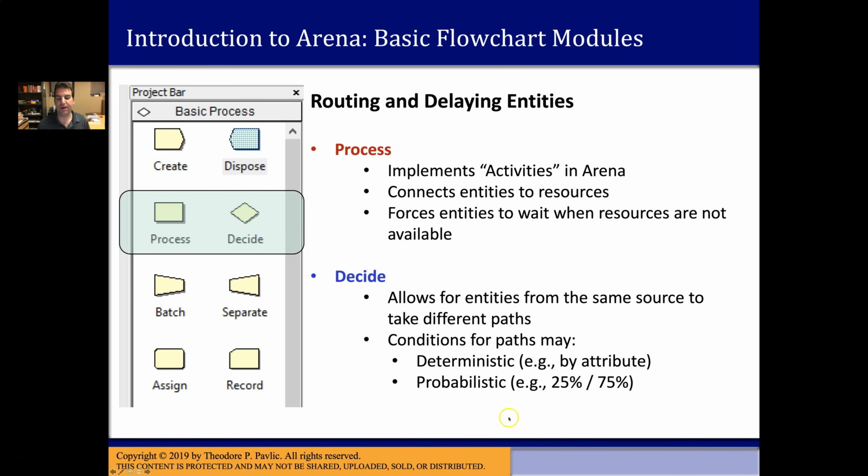You can also make it probabilistic. So you can say half the time entities go out this way, 25% of the time they go out this way, and the other 25% of the time they go some other way. Even though it's drawn with only a couple of different outputs, if you put, say, 10 different outputs, it ends up drawing a line down here that has a bunch of different outputs. So the decide module is generally how you route things, either based on attribute or probabilistically.